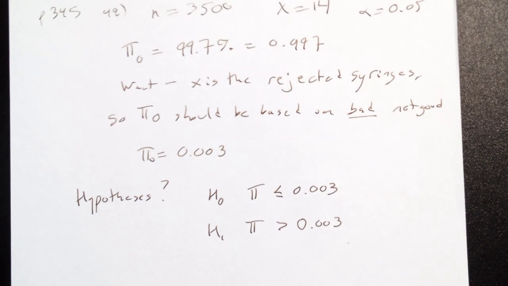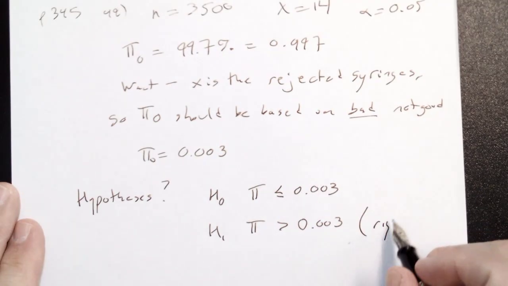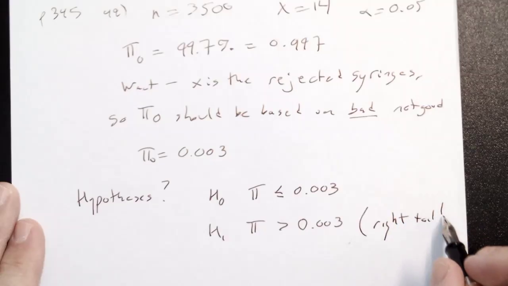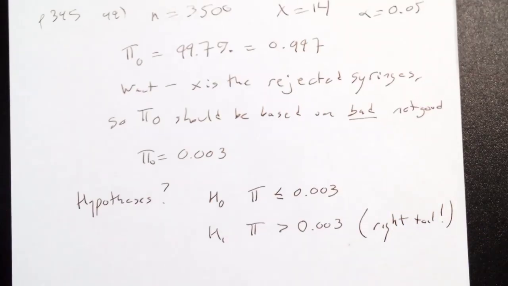I want a right tail test. I need to know if it's too big. I don't care about too small. I only care about too big. Okay, I need two pieces of information. I need a calculated Z, and I need a critical Z.